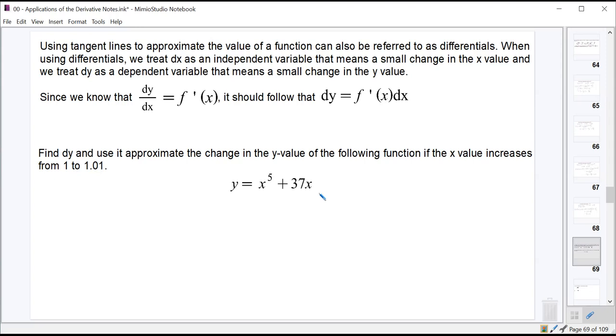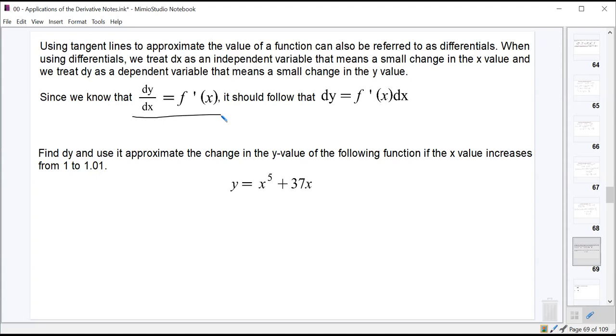When we do differentials, we end up treating the dx and the dy as separate variables. So we'll treat the dx as an independent variable, and the dy as the dependent variable. And dx will just represent a small change in the x value, whereas dy will just represent a small change in the y value of our function. And we know this equation to be true: dy/dx is f prime of x.